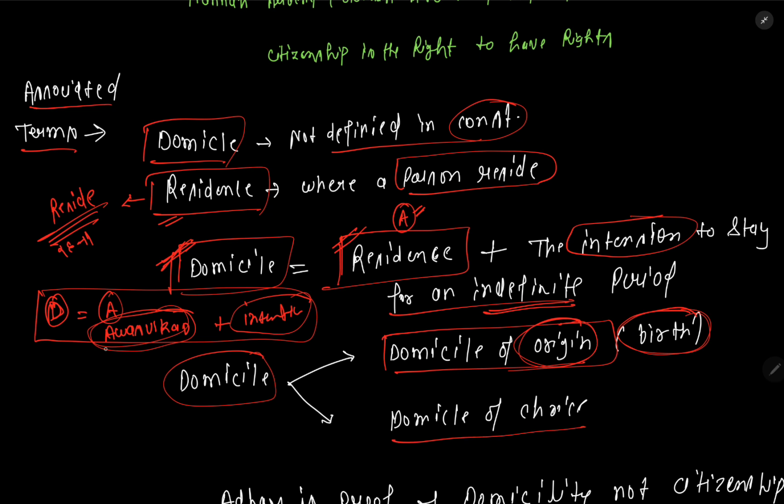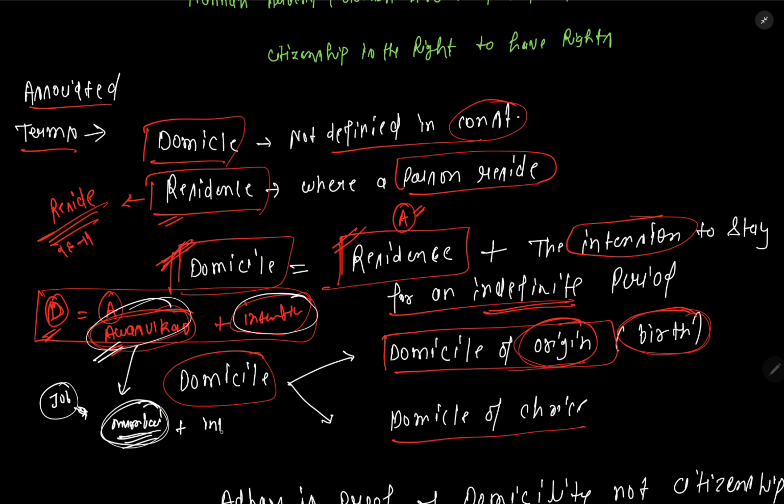For example, this is my domicile, Avas Vikas, where I live, and I also have the intention to live on this same place, Avas Vikas, for the rest of my life. But somehow I got a job in Mumbai. Because I got a job in Mumbai, I have to shift to Mumbai. Clear? So at that time my domicile will become Mumbai, because now I'm living in Mumbai, and I also have the intention to live in Mumbai, because my job is there. So I will be there for a very long time.